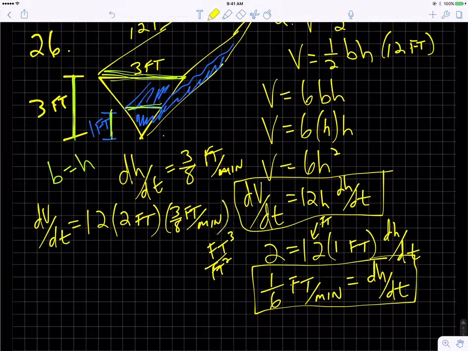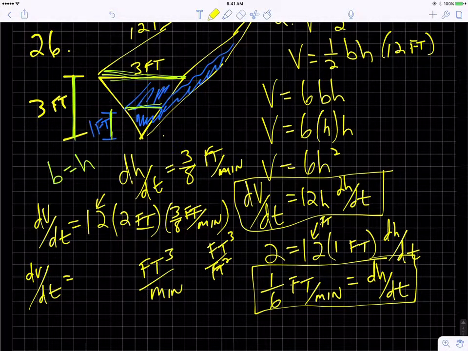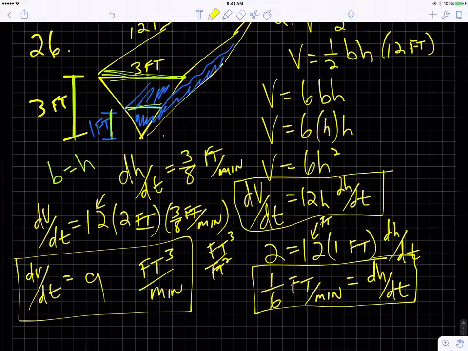So remember, I go feet times feet, and this 12 already has a feet in it. So it's actually going to be feet cubed per minute. So I'm doing the 12 times the 2 times the 3 divided by the 8. So 12 times 2 is 24. 8 goes into 24, that's 3, so it should be 9 cubic feet per minute. That's the rate at which the water is being pumped.